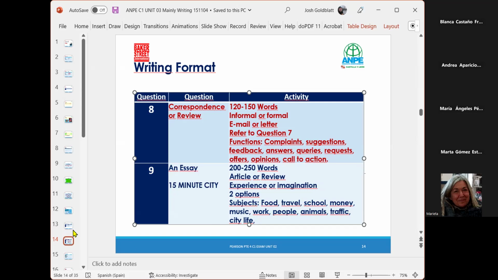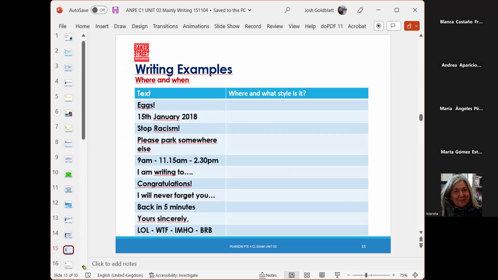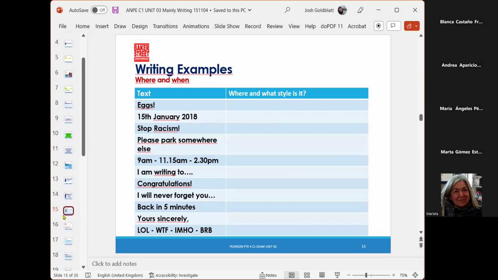Okay, let's look at some examples then of 8 or 9. There we are. Here are some examples of writing. Tell me, where do you think you would see these examples of writing? Where would you see these? And what would the context be?